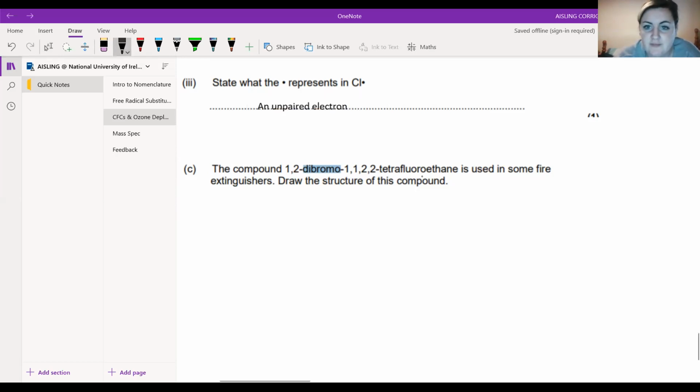So again, starting from the last to the first, I look at the parent chain. Parent chain is an ethane, so it's going to have 2 carbons. It's only going to contain single bonds because it's ethane, not ene. It's also telling me that there's tetrafluoro, 4 fluorines, dispersed amongst the first and second carbon. So it's saying 1, 1, 2, 2. There are 2 fluorines in the second carbon and 2 fluorines in the first carbon.